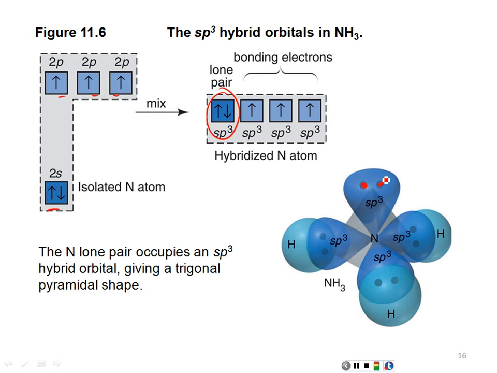So 3 of the sp3 hybridized orbitals go to form bonds with hydrogen. The other one is already filled, and it is a lone pair. And this will end up giving us a trigonal pyramidal molecular geometry.